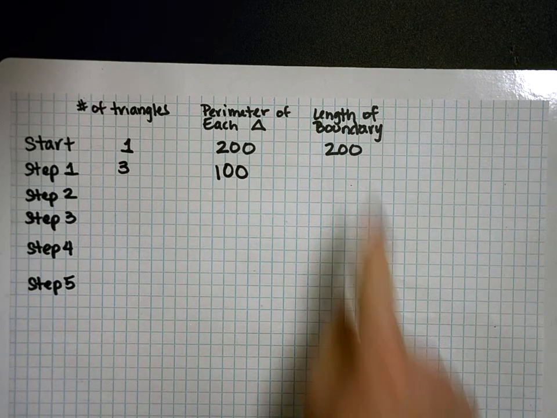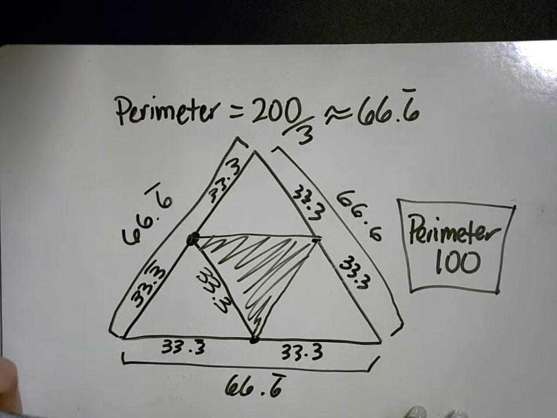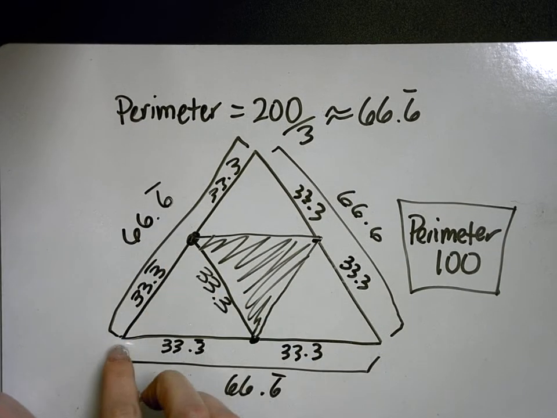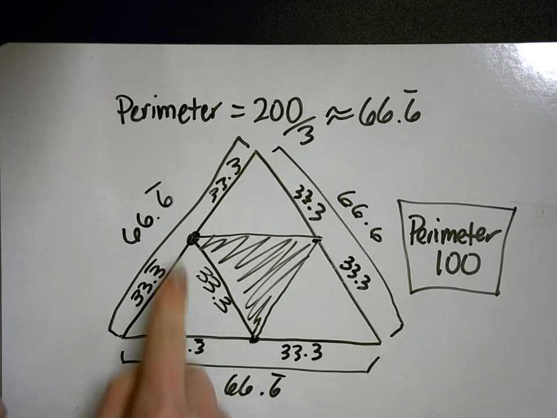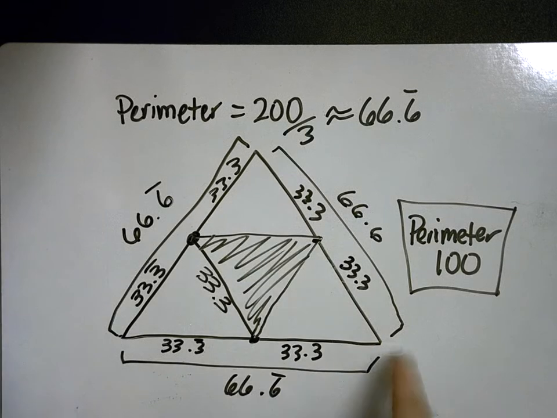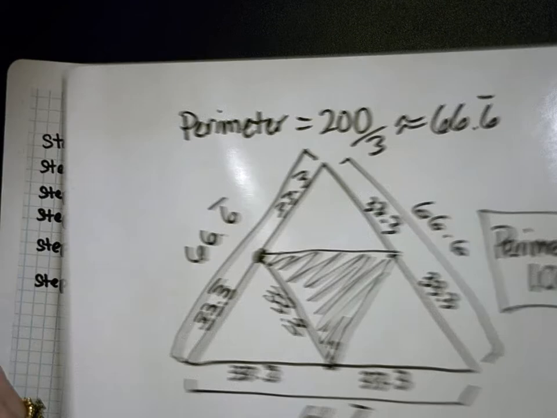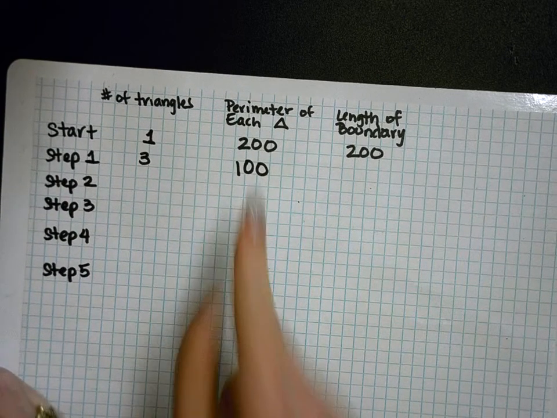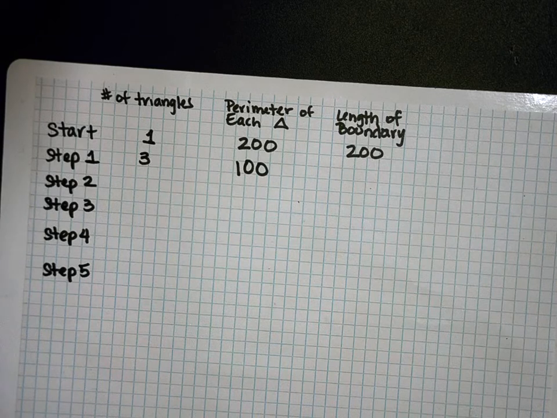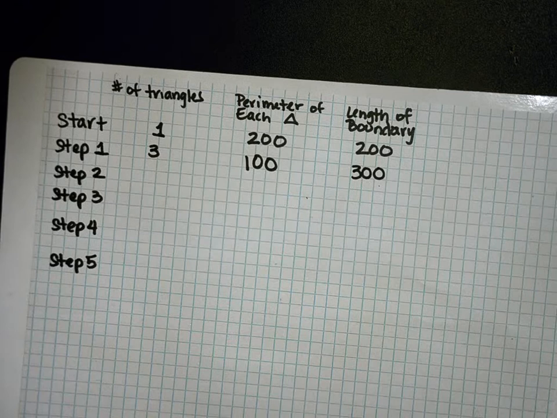Now if we talk about the length of the boundary, let's go back here. The length of the boundary is the distance around this triangle, the distance around this triangle, and the distance around this triangle. So we know this is 100, this is 100, this is 100. We could go 3 times 100 because there are 3 triangles. Another way to look at that is just 3 times 100 is 300, and that's the length of the boundary. Let's go to step 2.